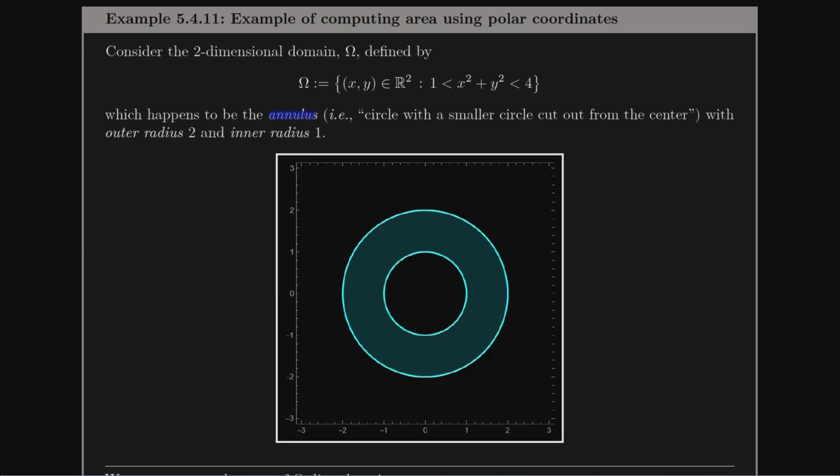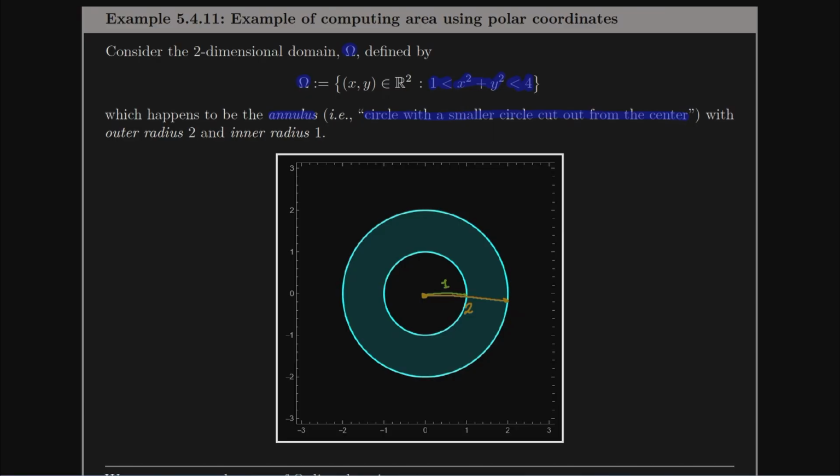It comes from the Latin word for ring. In other words, it's a circle with a smaller circle cut out from the center. And in multidimensional notation, if we just talk about it as a domain, we're talking about x squared plus y squared being bounded above by 4 and bounded below by 1. And that's because this is a radius of 1 and it's a radius of 2, 2 being the square root of 4. So we have this annulus here.